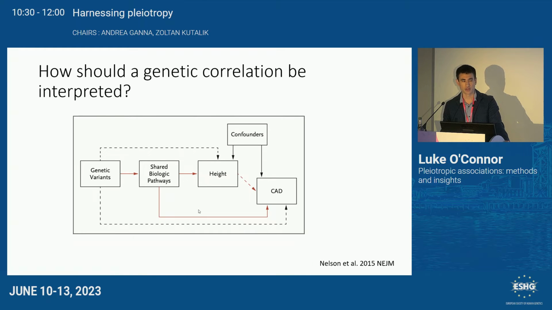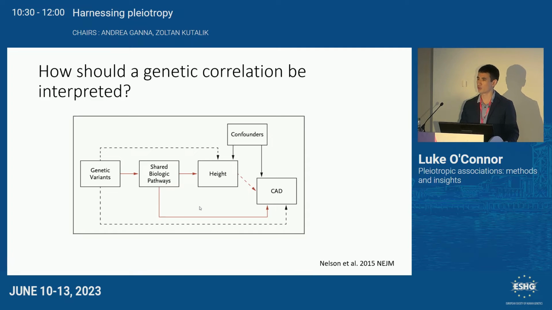As to how a genetic correlation should be interpreted biologically, let's consider a famous example of a genetic correlation, which is that between height and coronary artery disease. There's this well-known phenotypic association where individuals who are shorter are more likely to have a heart attack later in life. And it's an important question, the reason for this association, for this correlation.